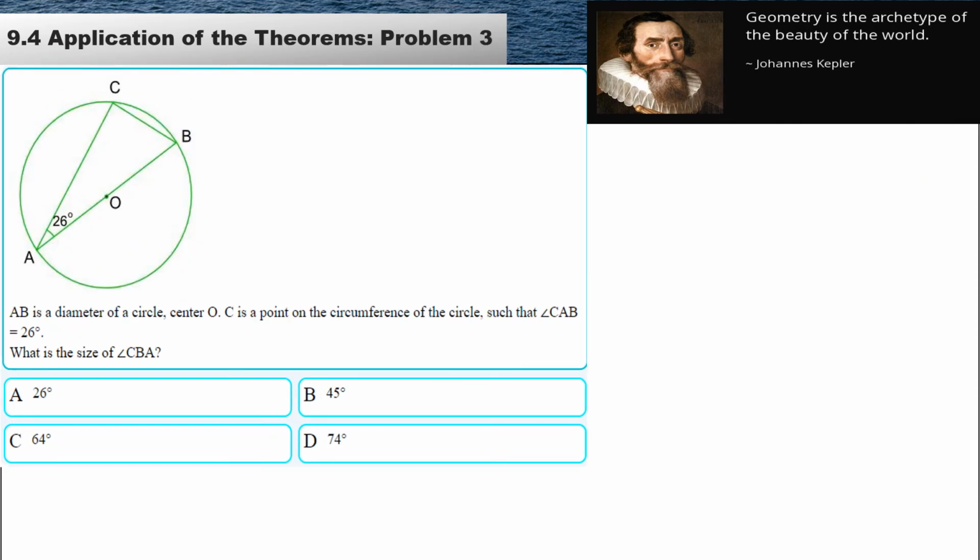Here is a third problem. It says AB is a diameter of a circle, center O. C is a point on the circumference of the circle such that angle CAB, that is this angle here, is 26 degrees. What is the size of angle CBA? Pause the video and try to work that angle out. Pause the video now.